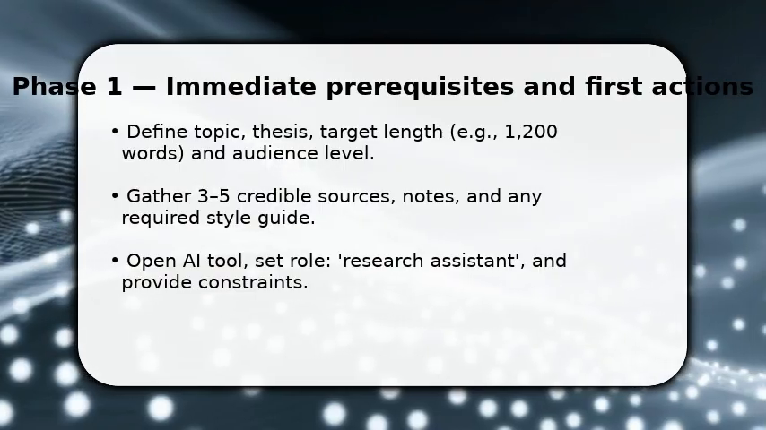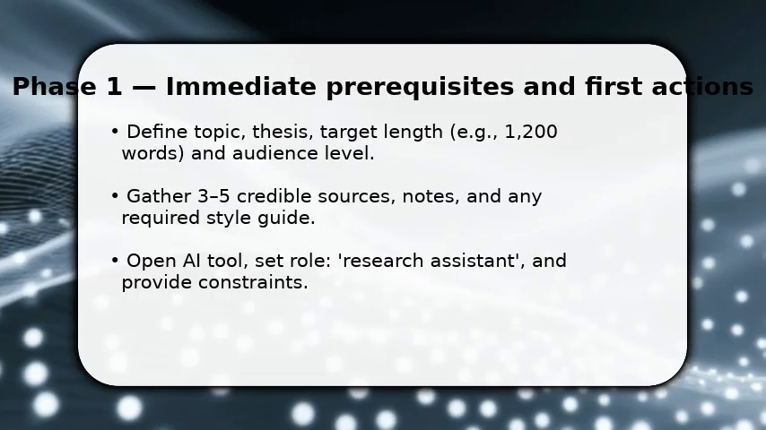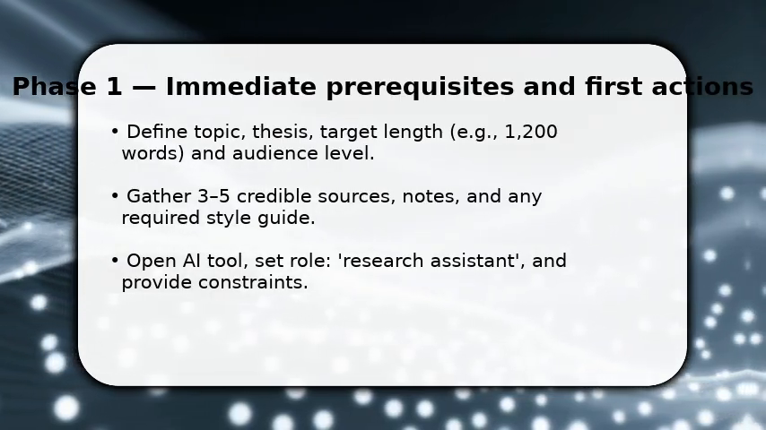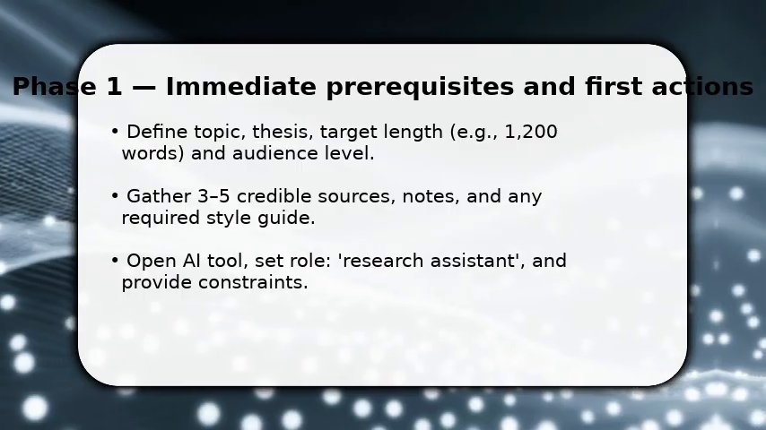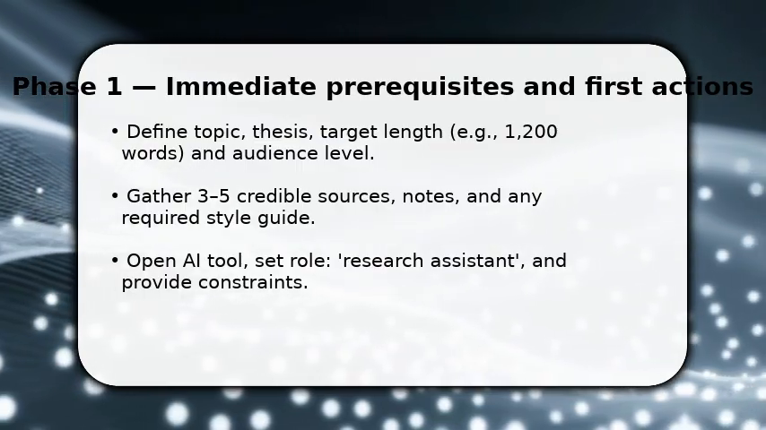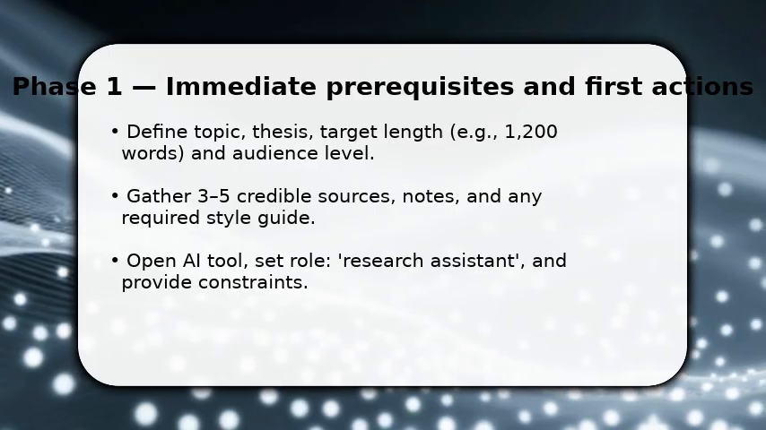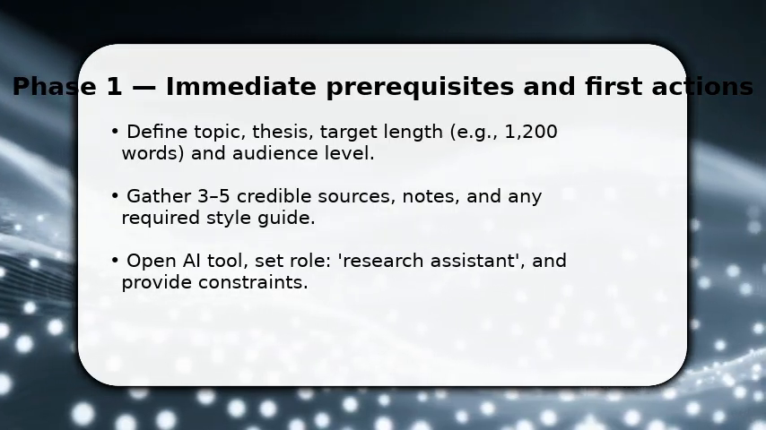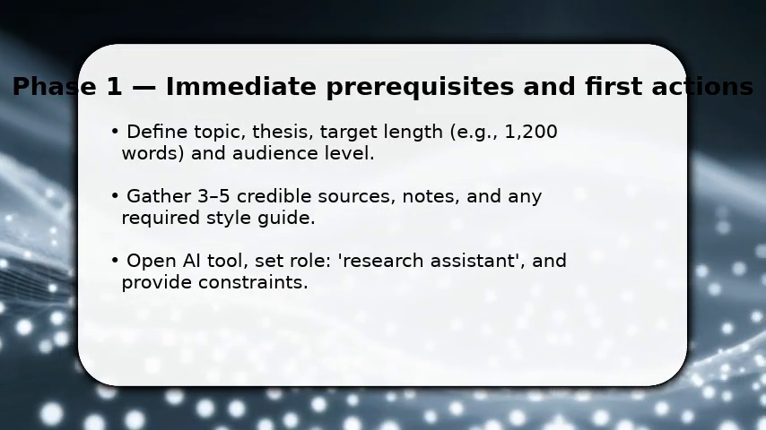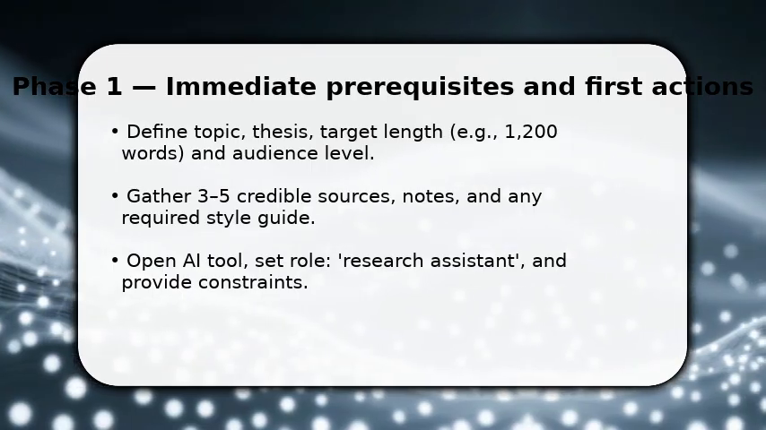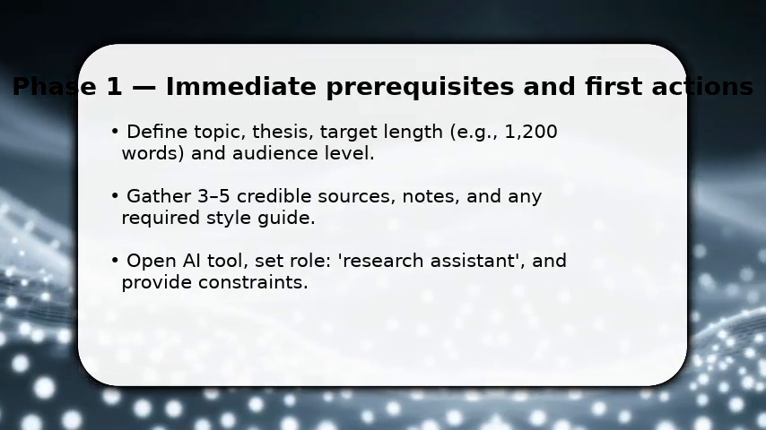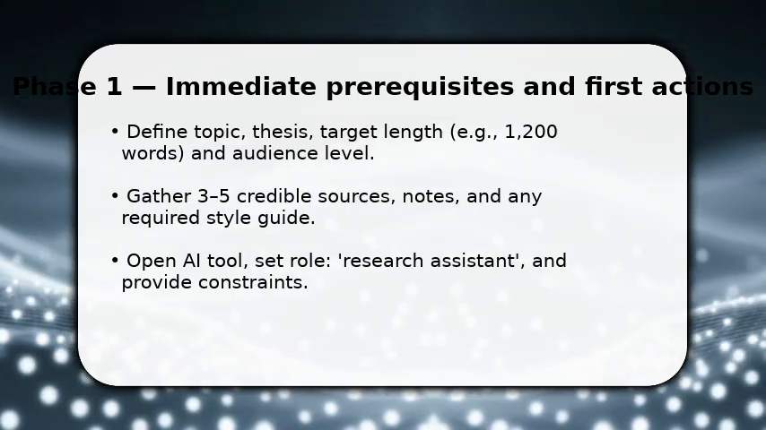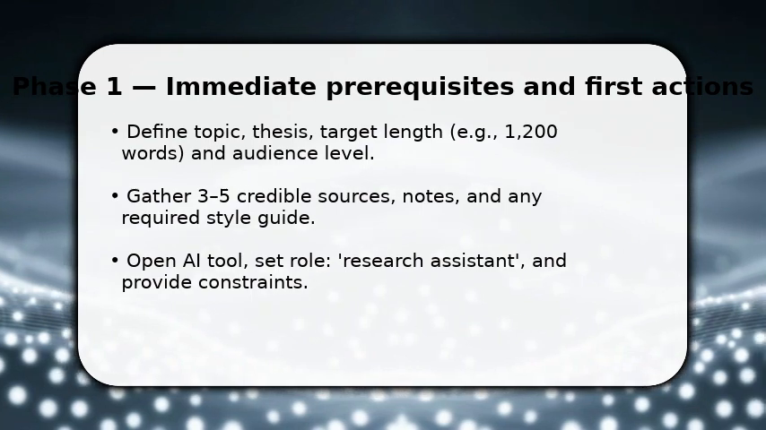You start by locking the essentials: topic, thesis, audience, and length. Say 200 words. Once done, paste 3 to 5 source summaries and your style guide. This keeps output focused. Then instruct the model with a clear role, e.g., research assistant, and give constraints like word count, tone, and citation style. Make sure to include key terms and any required sections. This seeds the system, so its first drafts align with your goal and save you revision time.